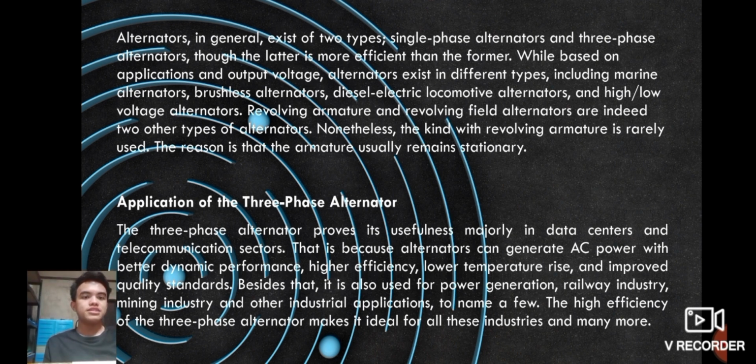Application of the three-phase alternator. For now, we'll be discussing what the three-phase alternator is used for in this topic. The three-phase alternator proves its usefulness mostly in data centers and telecommunication sectors. That is because alternators can generate AC power with better dynamic performance, higher efficiency, lower temperature rise, and improved quality standards. Besides that, it is also used for power generation, the railway industry, the mining industry, and other industrial applications.